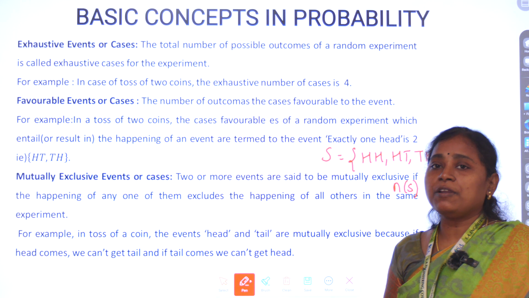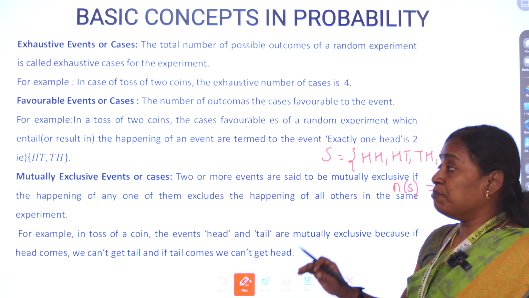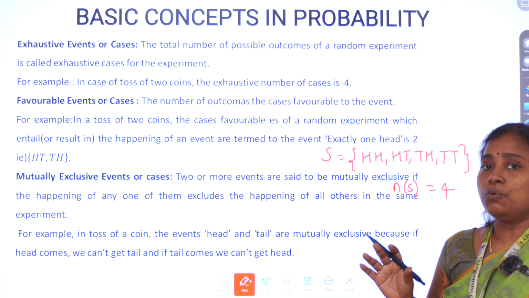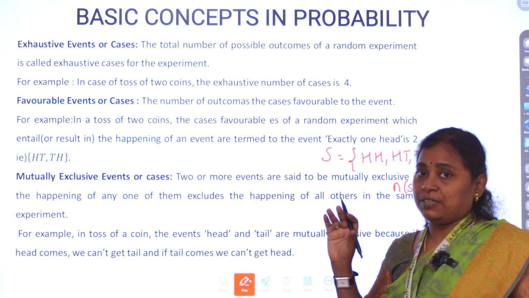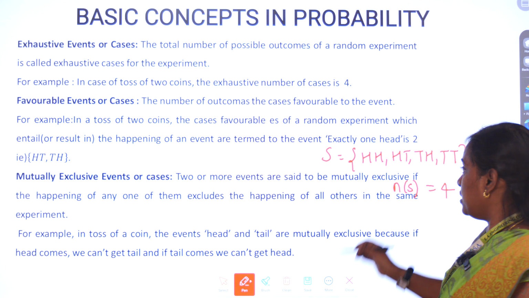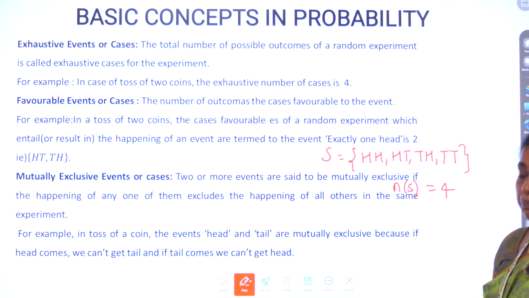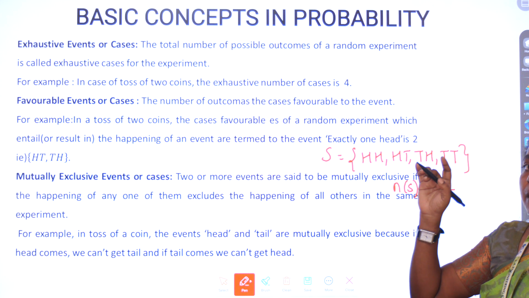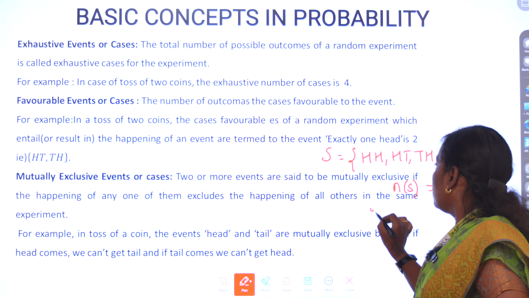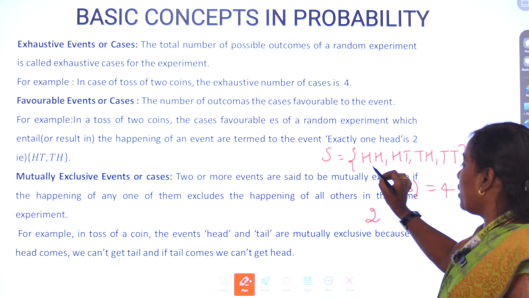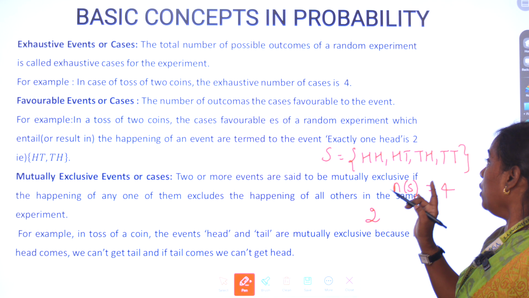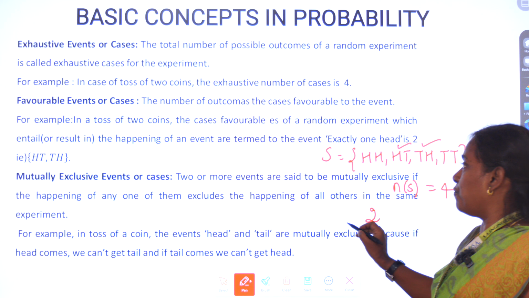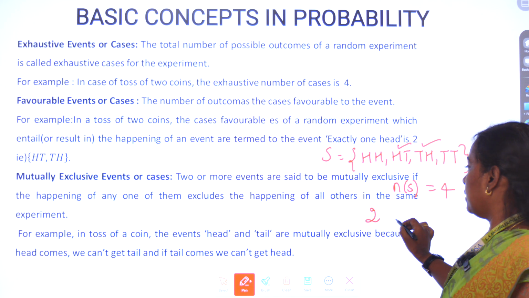The next one is favorable events or cases. The number of outcomes of a random experiment which entails the happening of an event is known as cases favorable to the event. For example, if we toss two coins, this is our sample space. The cases favorable to the event of getting exactly one tail is 2. How do I get this 2? If you look at your sample space, exactly one tail: how many are there? HT and TH. So only 2. Therefore, the cases favorable to the event is nothing but 2.